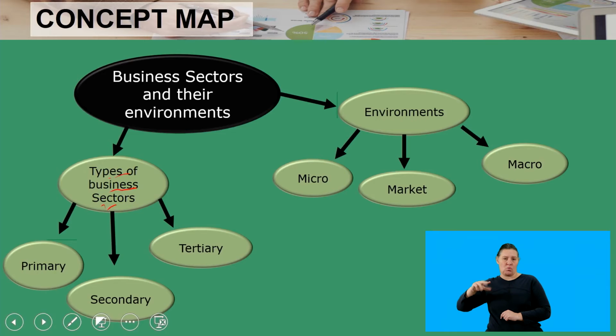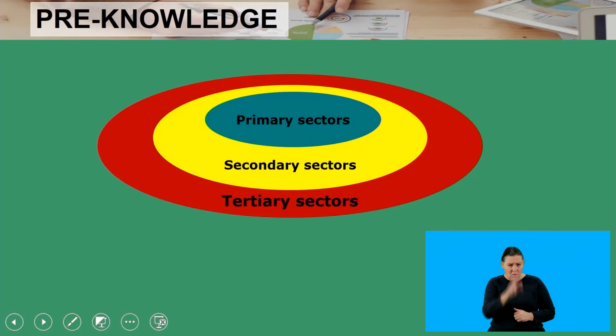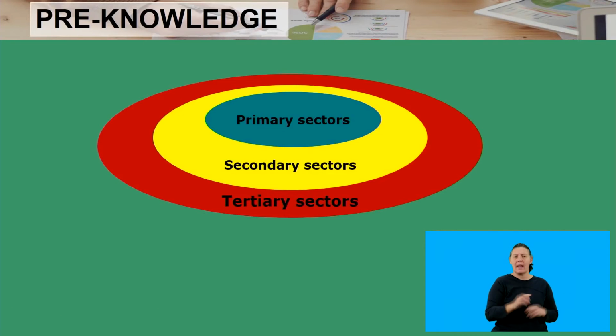Now, let us look into our pre-knowledge. This is the prior knowledge you should have, what I think you know about the sectors and their environment. Remember, in grade 10, you were introduced to the three business sectors, but the focus was on the relationship between the primary, secondary, and tertiary sectors, and how the product gets to the final user, which is the customer. Now, let me test your knowledge by checking if you remember these aspects I just talked about.